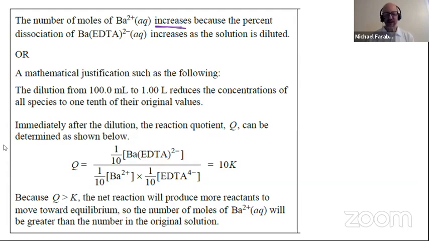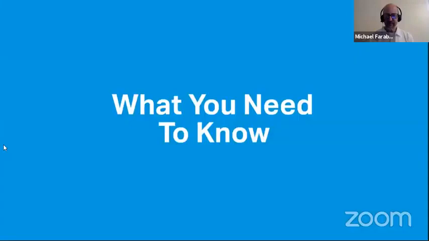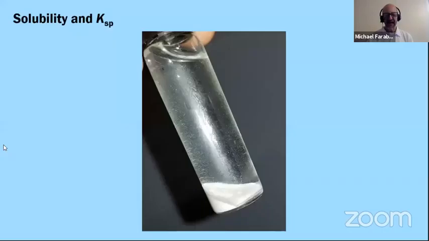All right, so we're going to talk today about solubility and KSP. What you're looking at right now is a substance that is not very soluble in water. Now, I didn't say insoluble, I said not very. So we have to make a distinction between insoluble and very slightly soluble to talk about KSP.